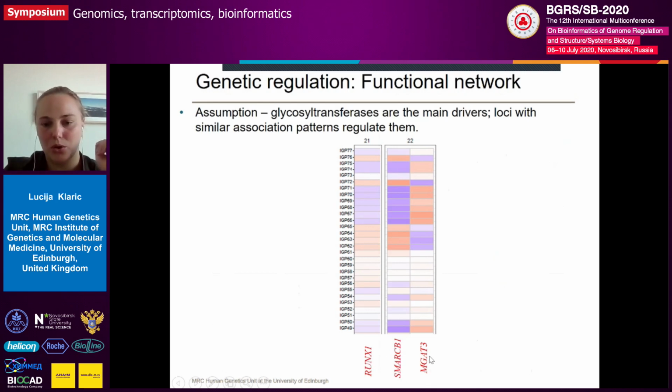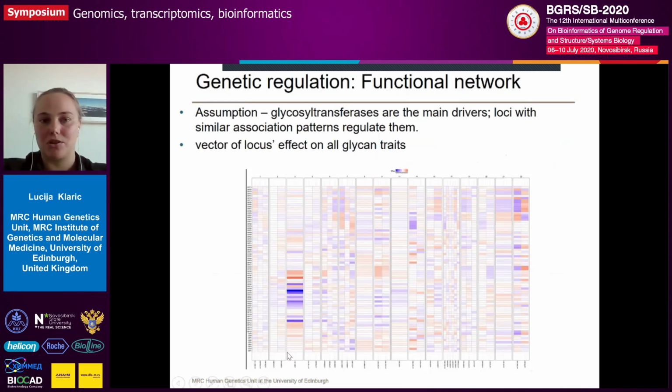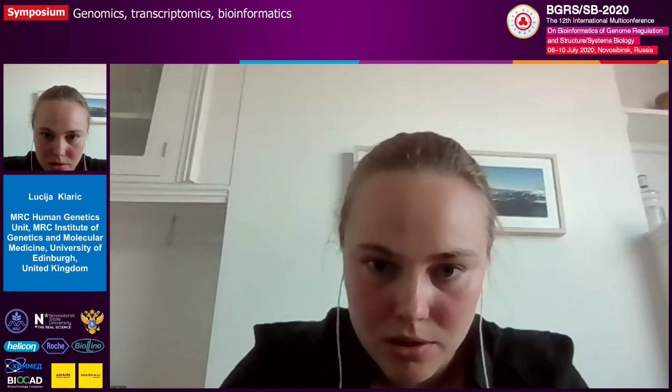So this is just a small example. We did this on all 27 loci. Now this is just expanding. Now you have 27 columns here and all the glycan traits. And what we did was simply calculate pairwise loci effect Spearman's correlation. So just Spearman correlation between these vectors of locus effect on all glycan traits.